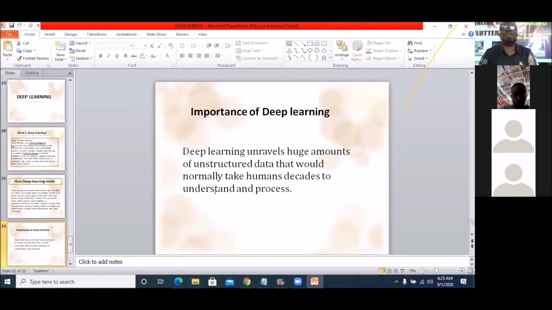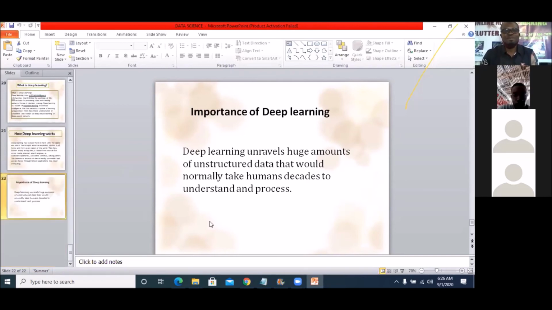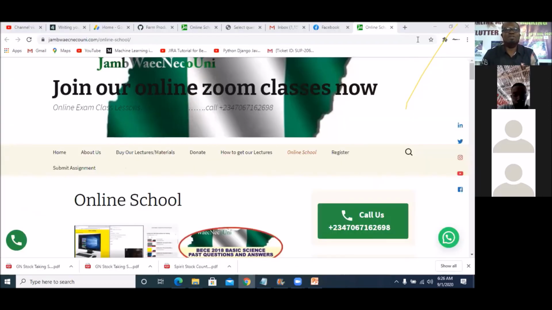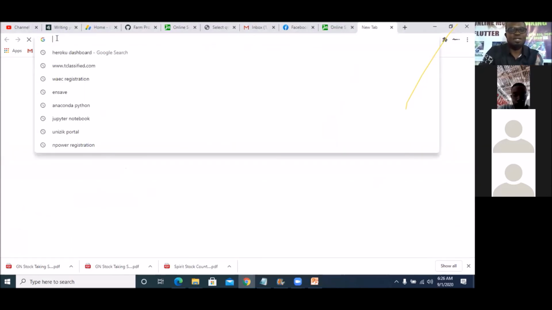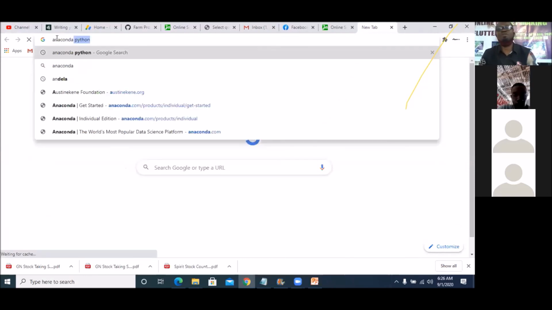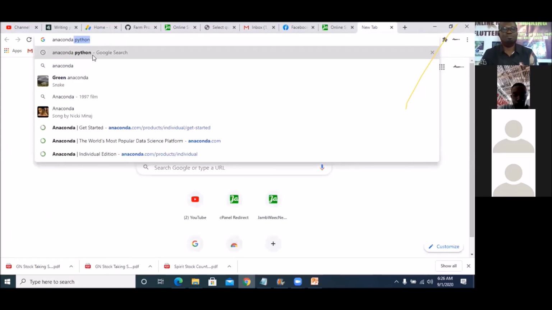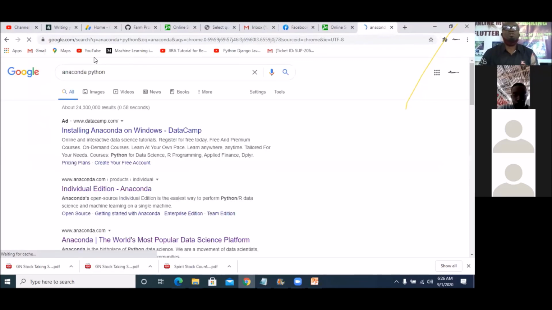And using the simple language of what? Python. You should be able to handle machine learning and deep learning effectively. Okay. So having done this, we'll then move straight to the work of today, which is downloading Anaconda. Like I said before, Anaconda has all the tools that you need to do your machine learning and your deep learning effectively.